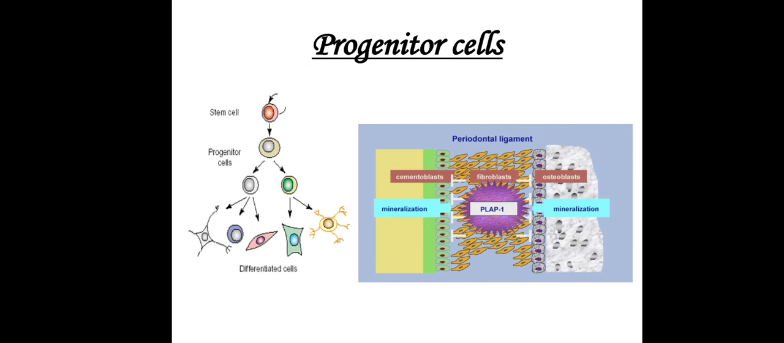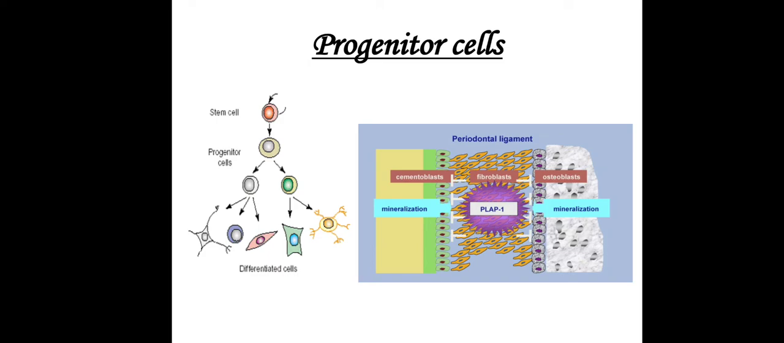So that's how fibroblasts perform their function. The next group of cells present in the periodontal ligament are progenitor cells. As the name suggests, they are the stem cells of the periodontal ligament, which are multipotent cells which can differentiate into any cells according to the requirement.